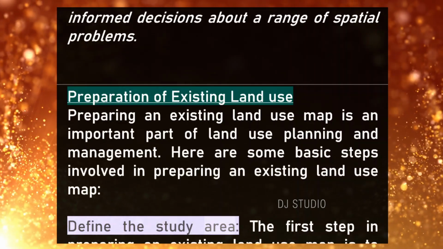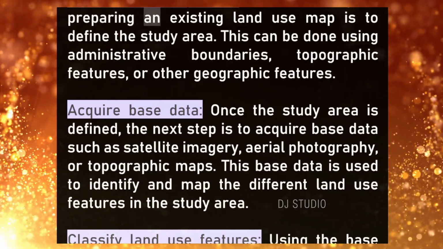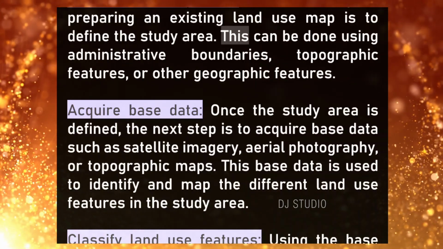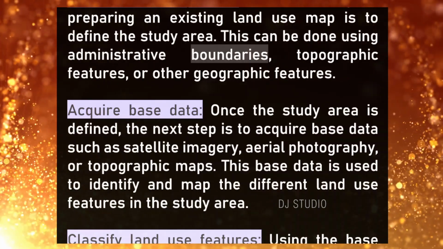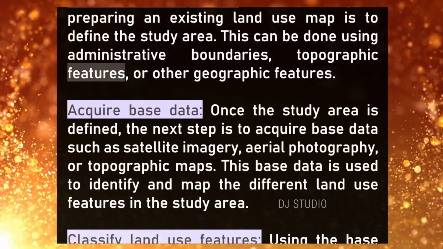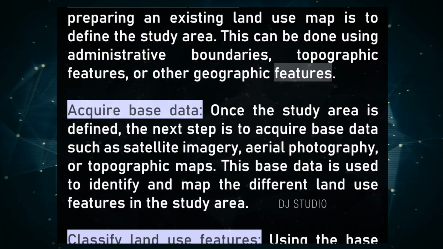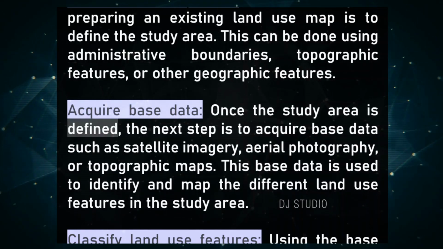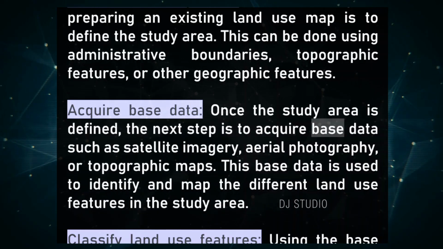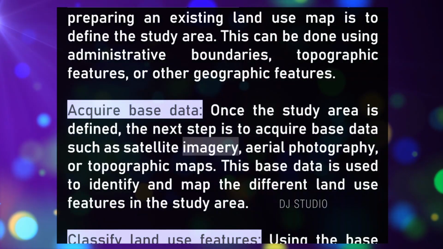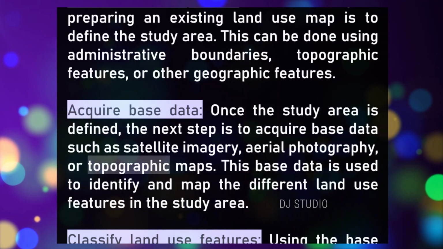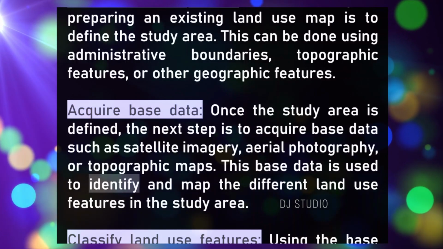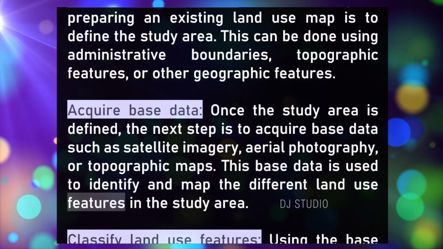Define the study area. The first step in preparing an existing land use map is to define the study area. This can be done using administrative boundaries, topographic features, or other geographic features. Acquire base data. Once the study area is defined, the next step is to acquire base data such as satellite imagery, aerial photography, or topographic maps. This base data is used to identify and map the different land use features in the study area.